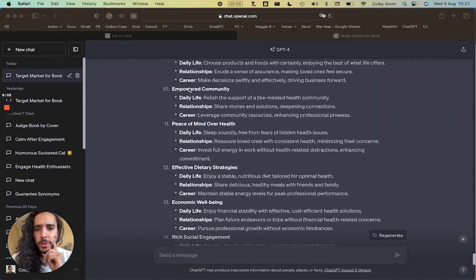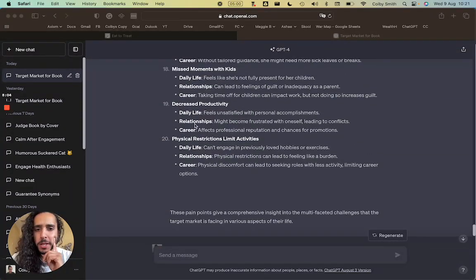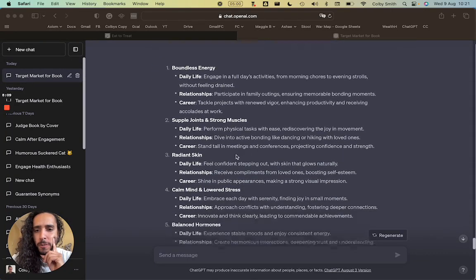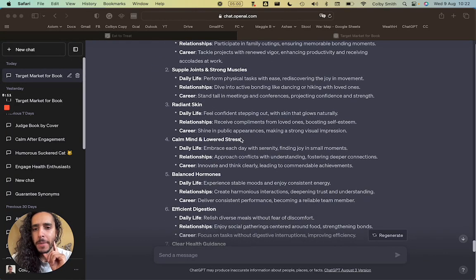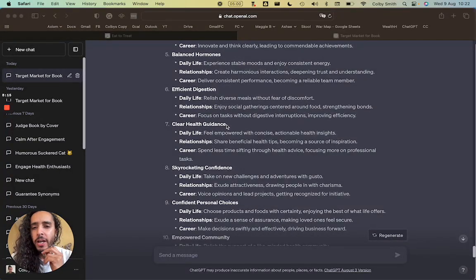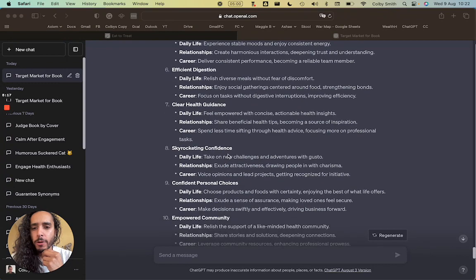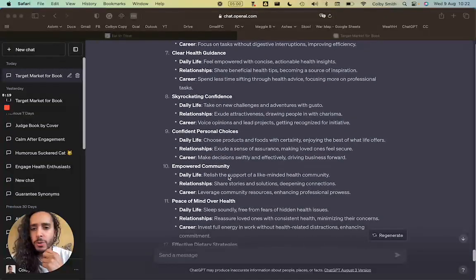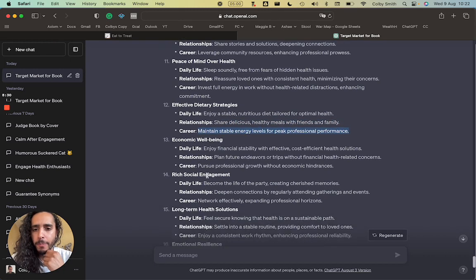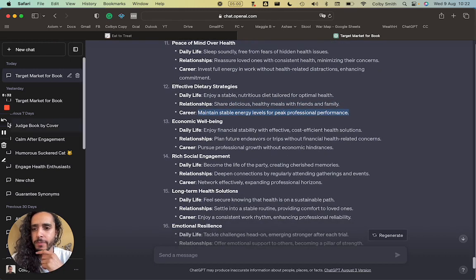Cool, so here's what it's done. It's basically taken every single one of these things and flipped it into a big benefit. Boundless energy, supple joints and strong muscles, radiant skin, calm mind and lowered stress, balanced hormones, efficient digestion, clear health guidance, skyrocketing confidence, confident personal choices, empowered community. So we've got tons of big benefits, and also the dimensionalization of these benefits, how it's affecting their friends and family, their career, their relationships.